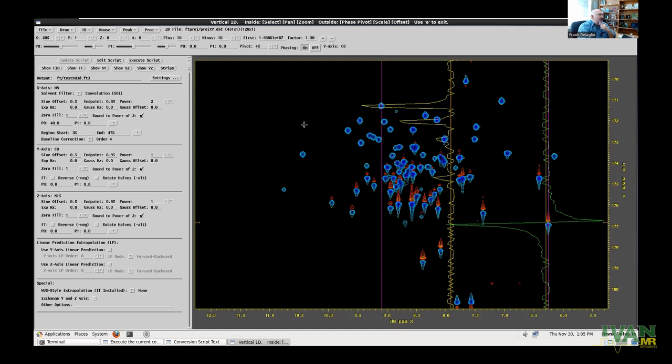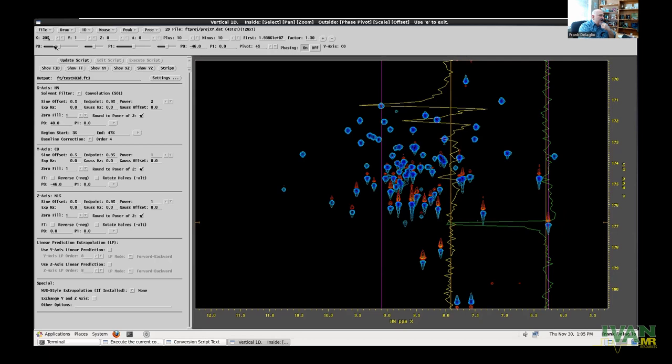And then I'm going to adjust the zero order phase with the sliders here until this peak where the pivot is pointing is correctly phased. And then I'm going to adjust the P1 slider so that every other part of the spectrum is phased as well as possible. Now, this looks pretty good to me.